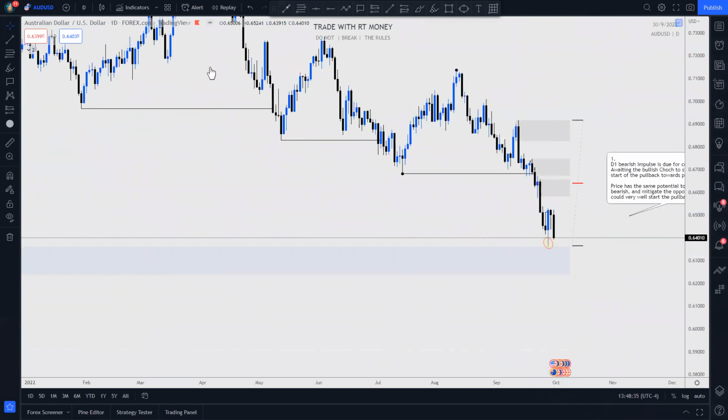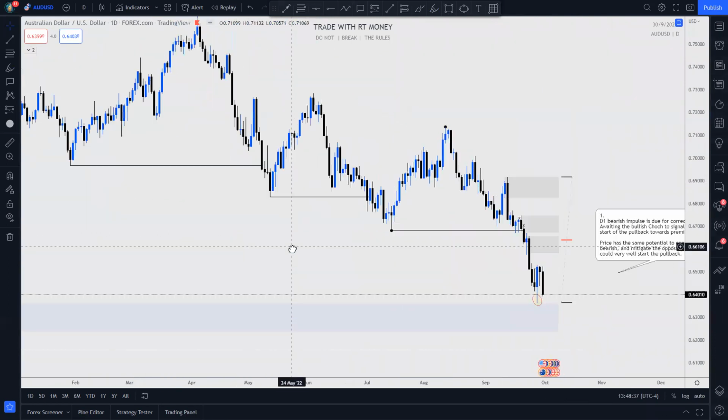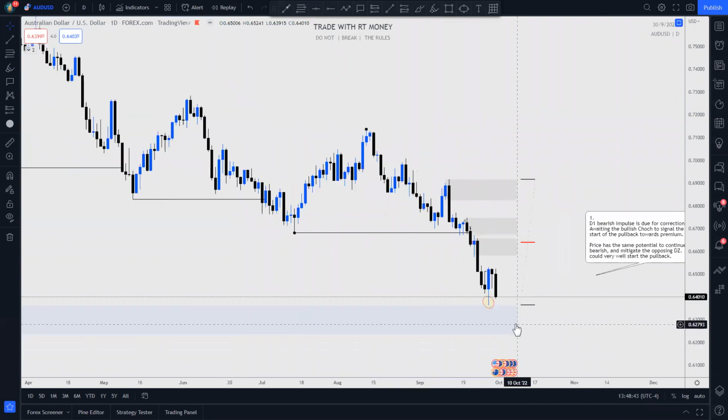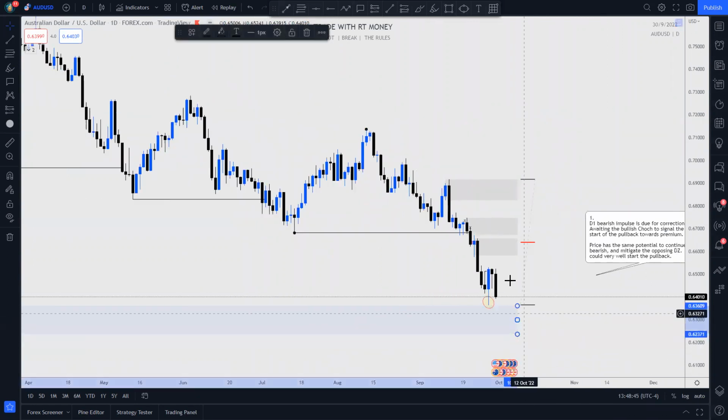We can see that on the daily, structure's being broken to the downside. We're just going down, right? And we're coming to this demand zone. All right. We have a very bearish close on Friday.